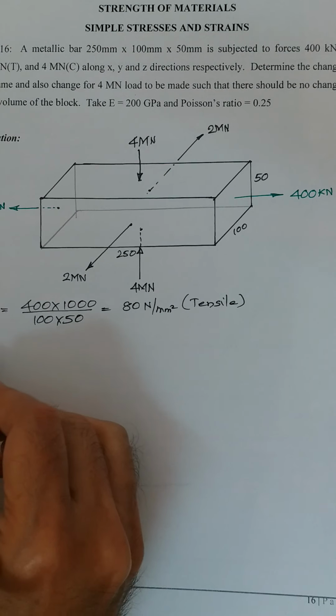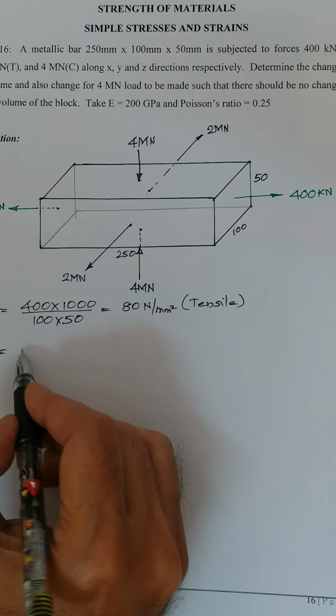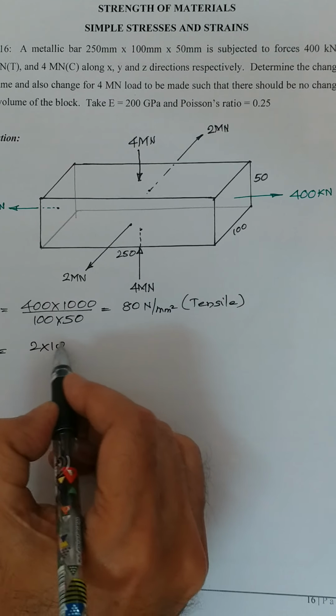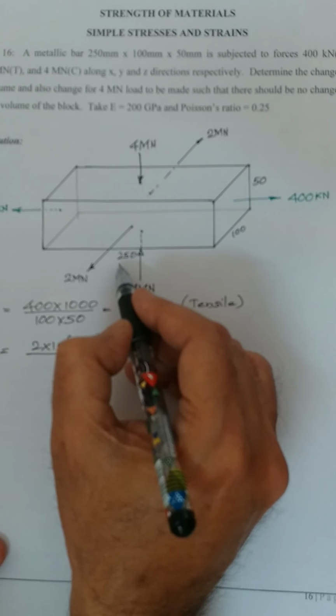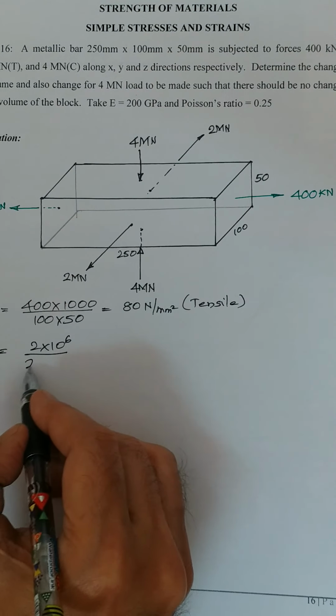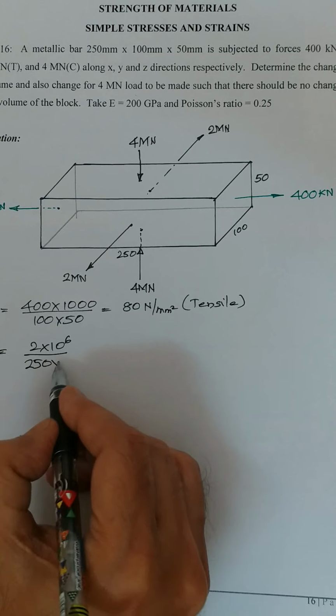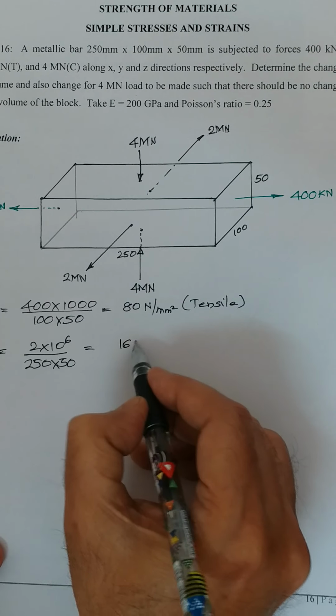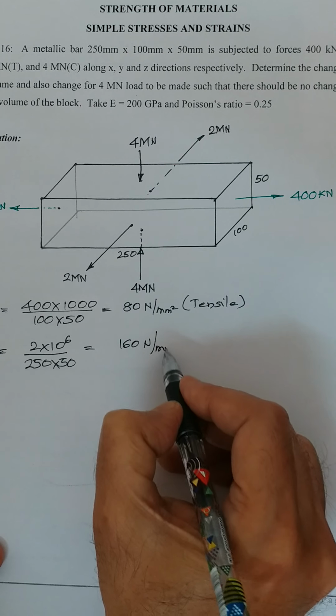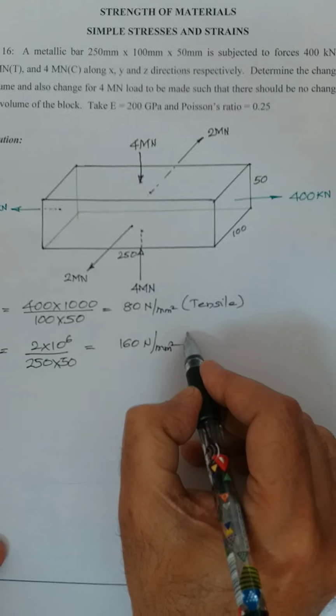Similarly, sigma y will be equal to 2 meganewton, that is 2 into 10 raised to 6, on front and back faces, that is 250 by 50. So this will be equal to 160 Newton per millimeter square, that is also tensile.